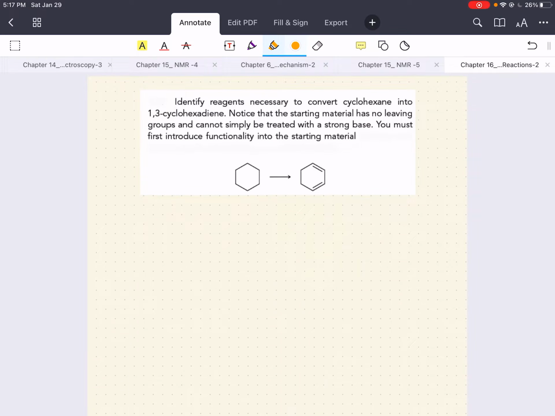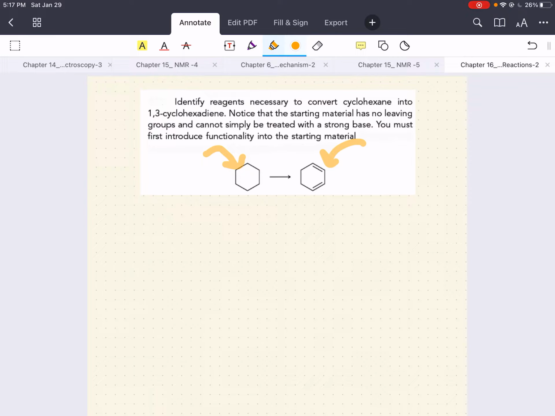All right, so let's do this practice problem. This practice problem says, identify reagents necessary to convert cyclohexane into 1,3-cyclohexadiene. So starting with just a normal cyclohexane, we want to convert it into 1,3-cyclohexadiene. Notice that the starting material has no leaving groups, so you cannot simply treat it with a strong base. That's a great hint right there.